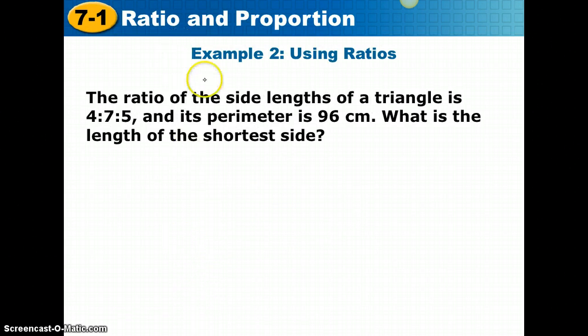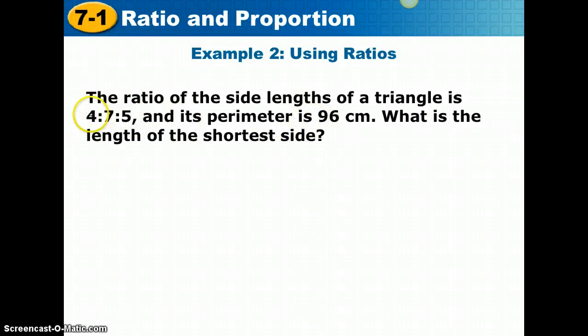In this example, the ratio of the side lengths of a triangle is 4 to 7 to 5, and its perimeter is 96 centimeters. We are to find the length of the shortest side of that triangle. Well, we could say that the triangle had lengths 4 centimeters, 7 centimeters, and 5 centimeters, but if I added those, I don't get 96. But this ratio tells us that the side lengths could also be 8, 14, and 10. If I were to multiply all these by 2, I would still be in that ratio. But those don't add up to 96 either.